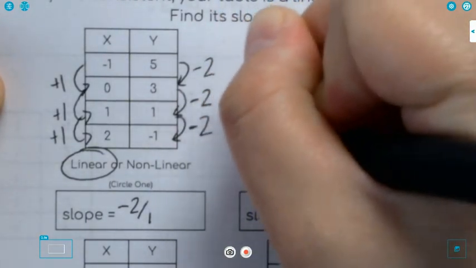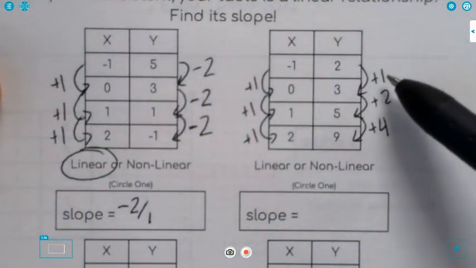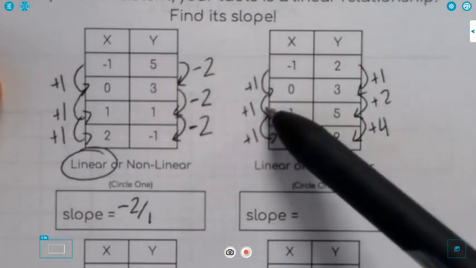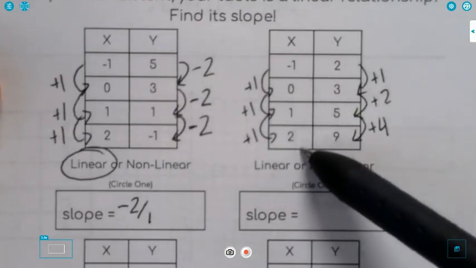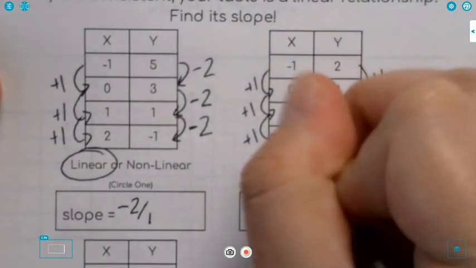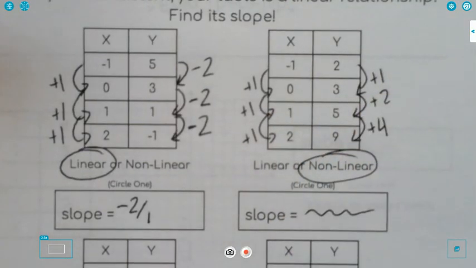So this one is not consistent because I'm going up 1 when I take 1 step, up 2 when I take 1 step, and up 4 when I take 1 step. So it is not consistent. It is not a straight line. So you circle nonlinear. Mark off that box.